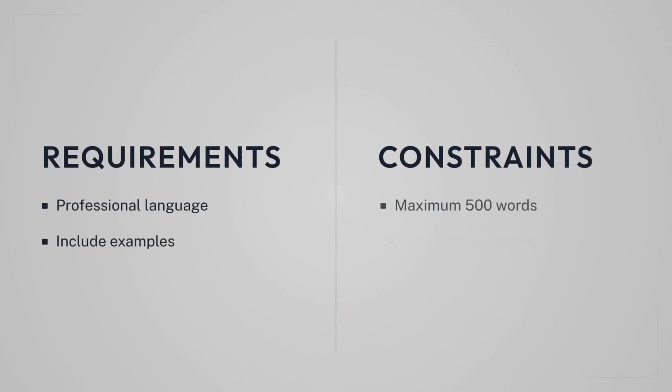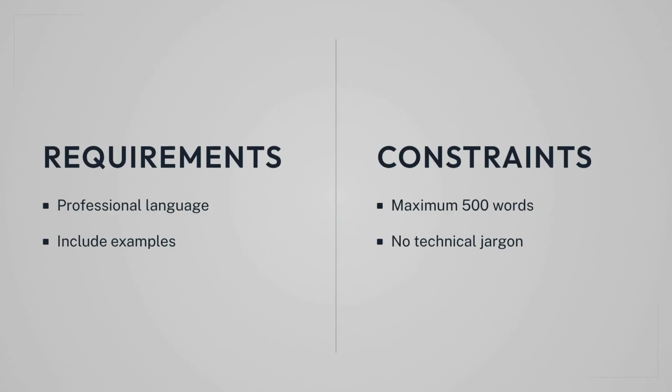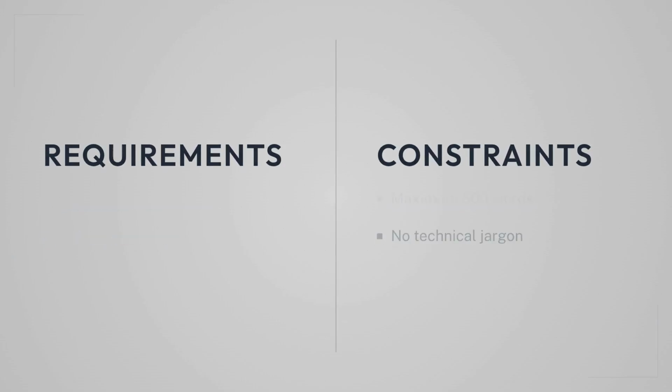Element 5 covers requirements and constraints. Requirements explain what the answer must contain, while constraints explain what it must avoid or limit. Good constraints reduce the number of possible interpretations. Requirements can include: use professional language, or include 3 examples. Constraints include: maximum 500 words. Do not use unexplained technical terminology, or do not make legal conclusions. Prioritize requirements if they conflict.